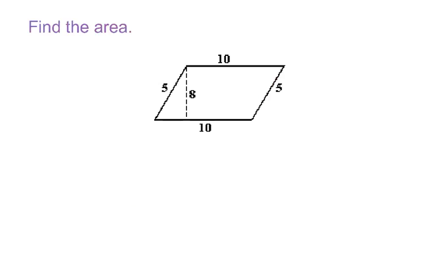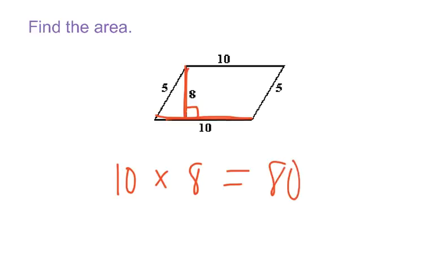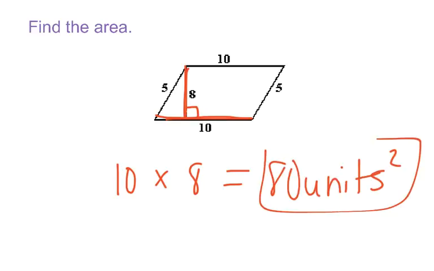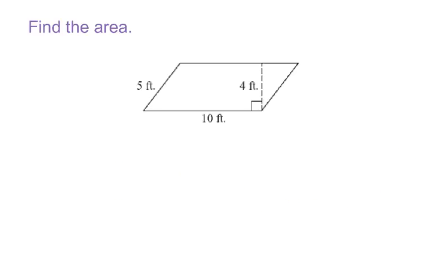So let's take a look at our first example. Our base is going to be 10 units long, and our height is going to be 8 units tall, because this makes a right angle with my base. So then all I do is 10 times 8, which is 80. Because I don't know the units, it would be 80 units squared. So go ahead and try this example on your own, pause the video, and solve it, and then hit play once you think you have an answer.